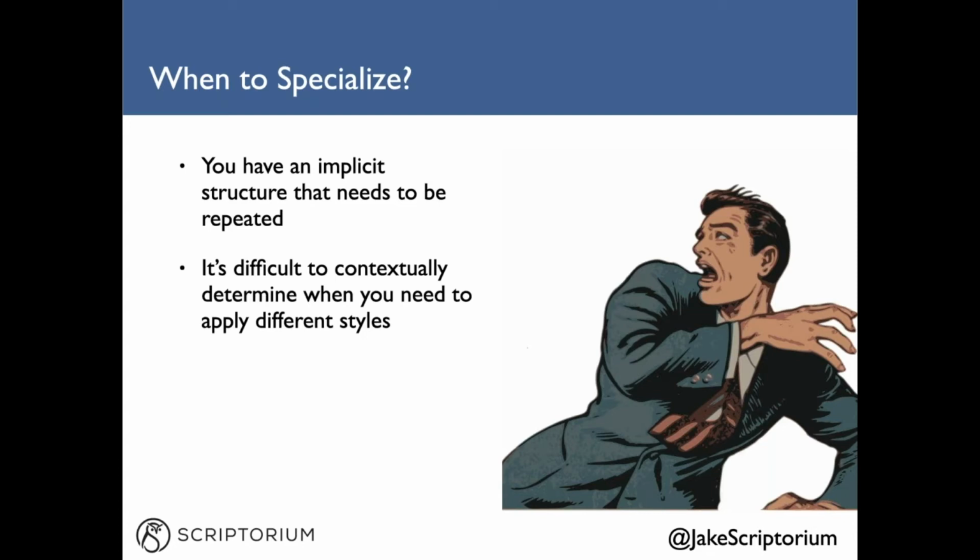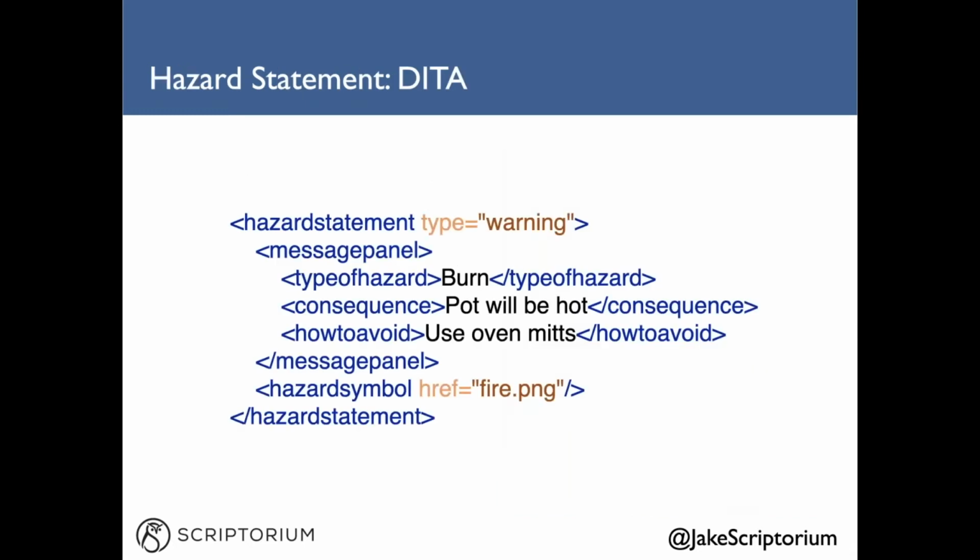You might also need to specialize if it's difficult to use the existing structure to contextually determine when you need to apply a style. We've got different paragraph styles that we could potentially use inside each of those warnings. So we would need to figure out how to say to our transform, we need to apply this particular paragraph style here instead of the standard one that spans the entire cell. So let's go ahead and take a look at the hazard statement.